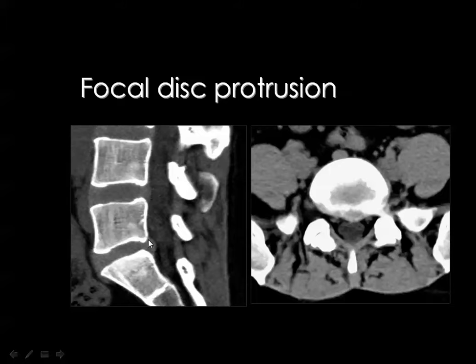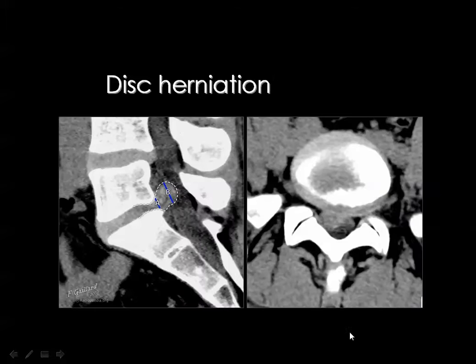If you see a disc extending inside the spinal canal, and this is CT, and you call this disc, which may be bulge or herniation or protrusion, then you go to the axial image. If the disc is focal, it will be one of two, either protrusion or herniation. If the disc height is within 2 millimeter, you consider it protrusion.